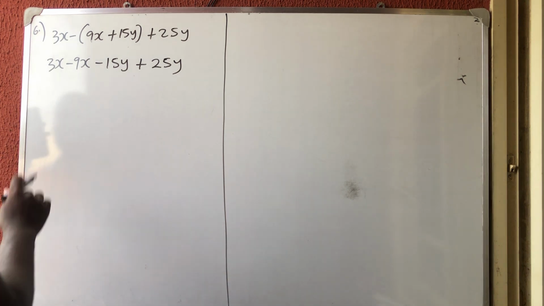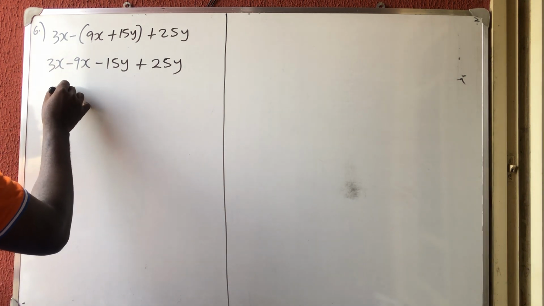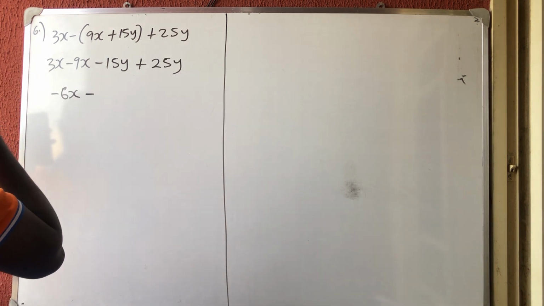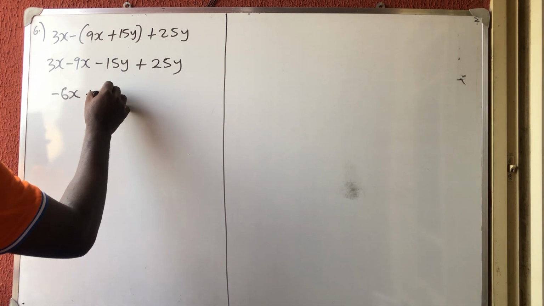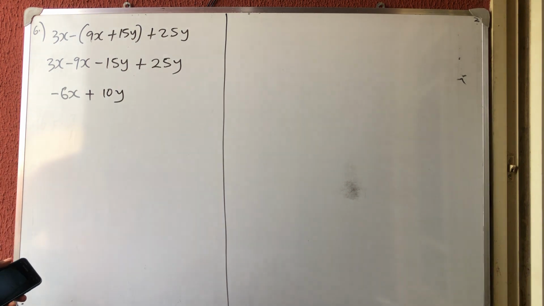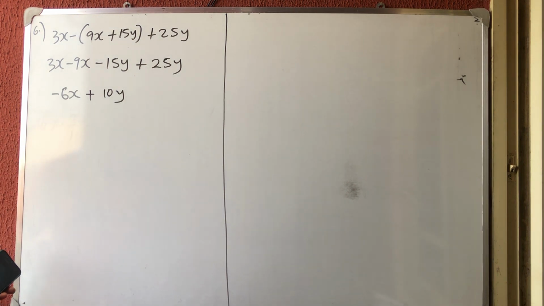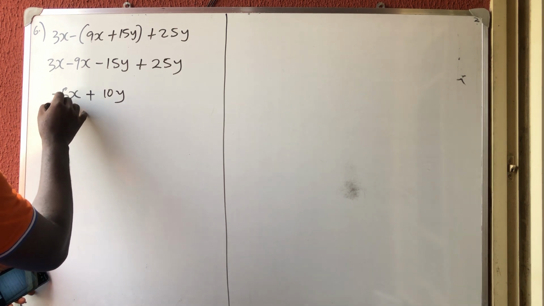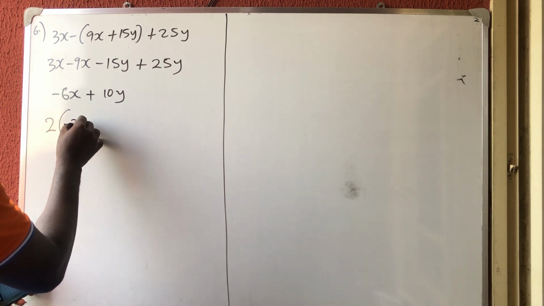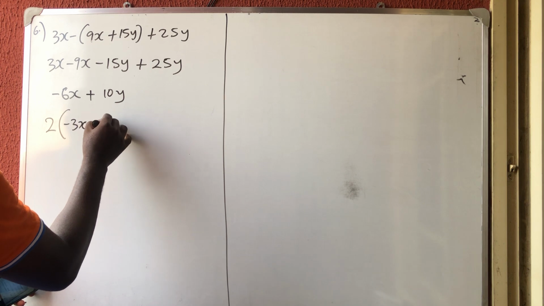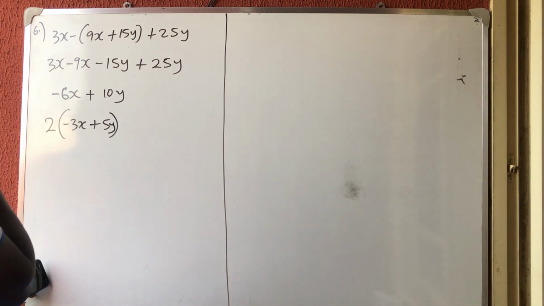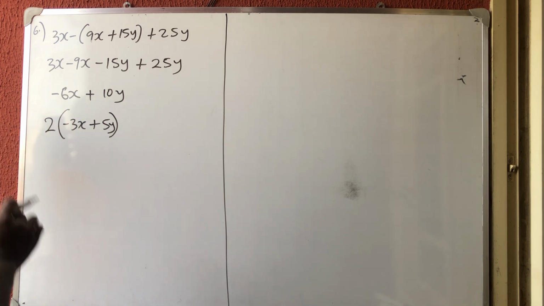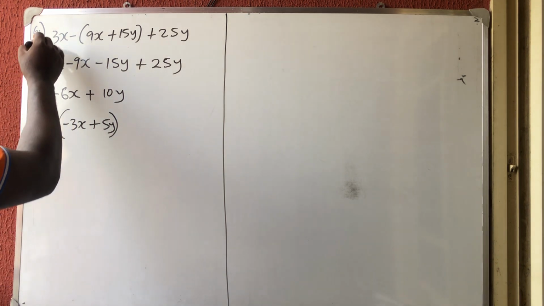Okay, so if you look at this and this, it is giving me minus 6x. This and this is giving me plus 10y. Okay, minus 6x plus 10y. But if you look at this, they have 2 in common. So I can bring 2 outside. I'm going to have 2 divided by this, it is minus 3x. 2 divided by this is giving me 5y. So that is that. Okay, the next one, this is for A.